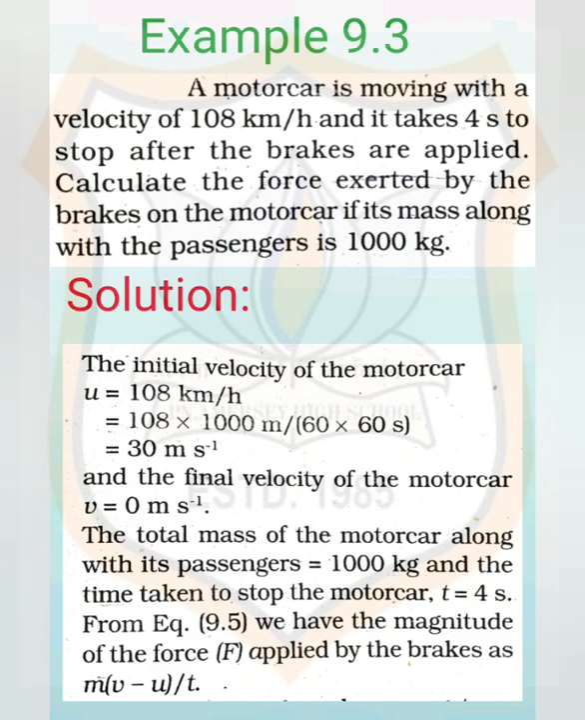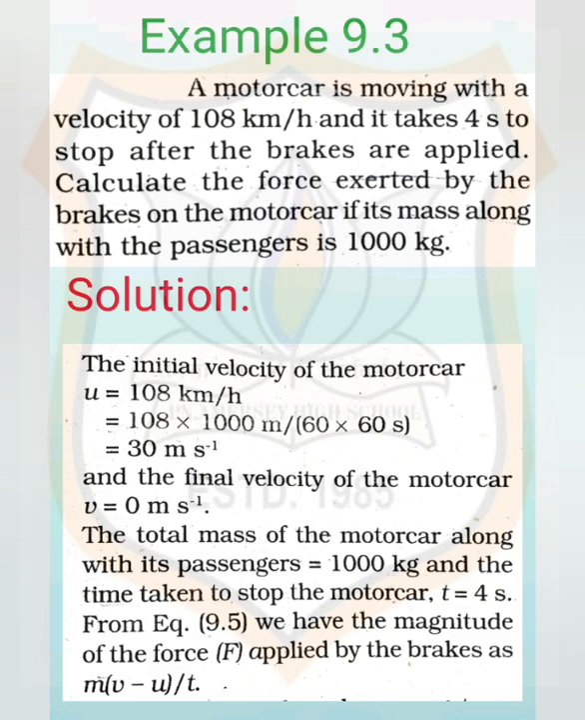Therefore, the final velocity, that is v, will be 0. And the total mass of the motor car along with its passengers is given, that is 1000 kilograms. And the time taken to stop the motor car, that is t, is equal to 4 seconds. So from our standard equation, equation 9.5, we have the magnitude of the force F is equal to m into (v minus u) upon t.